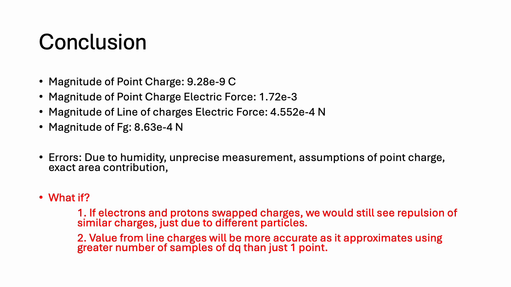So it was around the same magnitude, but about double, which would have caused it to fall, but we see that it was floating. This could have been due to errors such as humidity, imprecise measurements, and assumptions of a point charge, but we saw that using a single point charge got us in the e to the negative 3 range, which would have been too big, or of course estimating how many point charges are actually affecting the line.